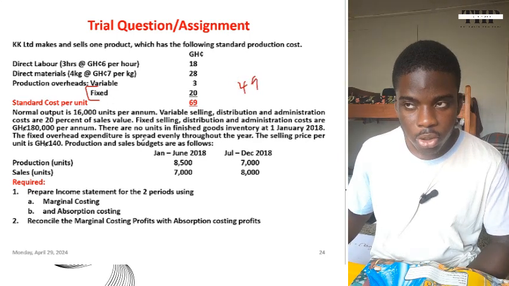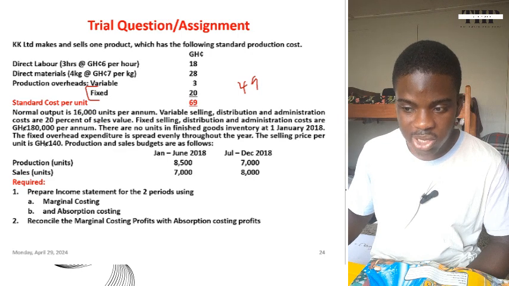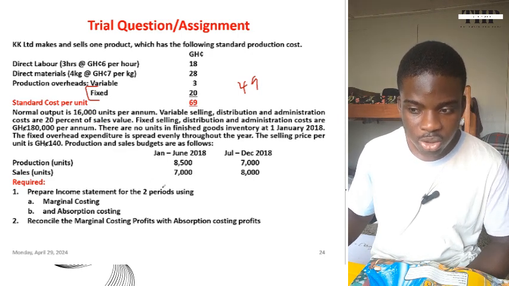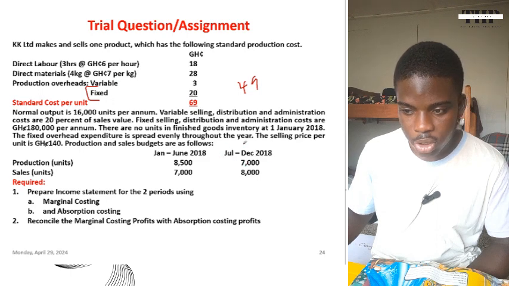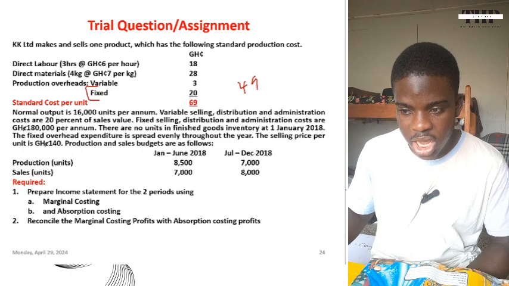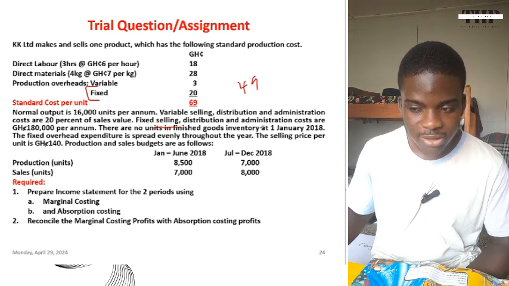So after finding your total cost, you move on to completing your closing inventory. That's also simple. I said these questions are giving you two periods, right? And so, I'm reading this point: there are no units in finished goods inventory at 1st January. So for this first period, there is no opening inventory.